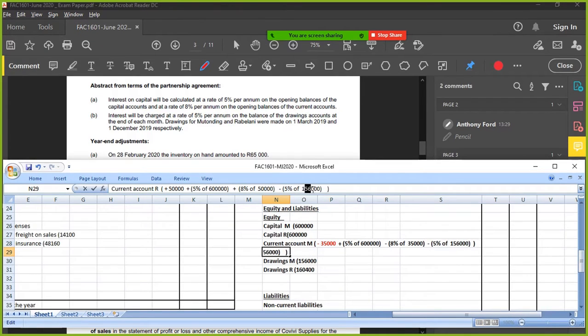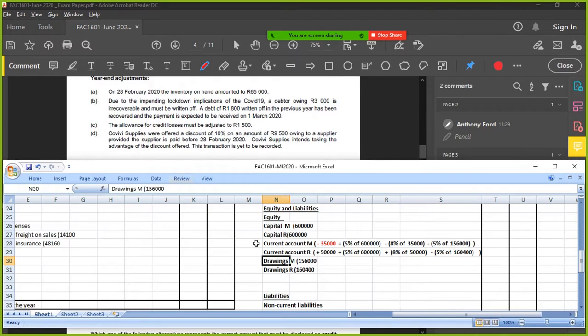5% of 1604. Okay, there we go. All right, so we've got interest on the drawings will decrease their current. That's minus. Negative on their current for that partner, positive for the other one, and then you've got the interest on the capital. Great. Okay, so I've covered point A and B.